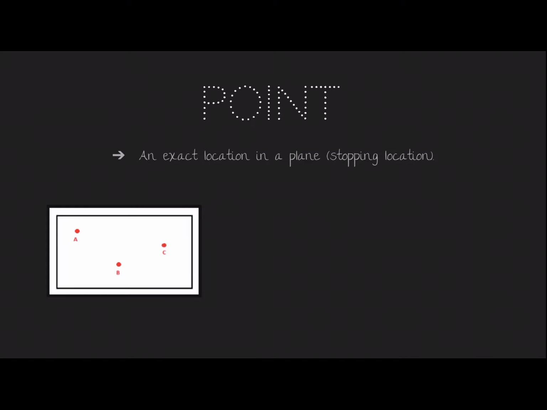The first one we're going to go over is a point. A point is an exact location in a plane, or the stopping location. A plane is just that area, so in a given area. A point is just that exact spot. If you look at your picture there, you have 3 points, point A, point B, point C. Those are exactly where those places are.